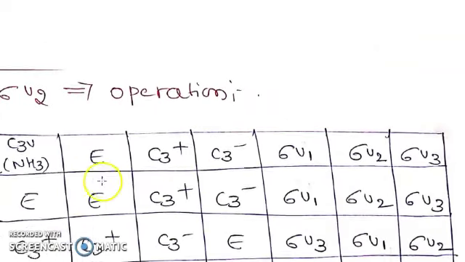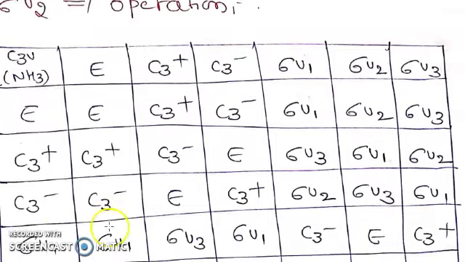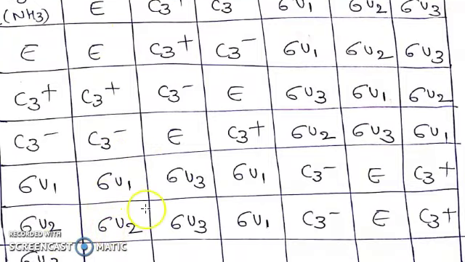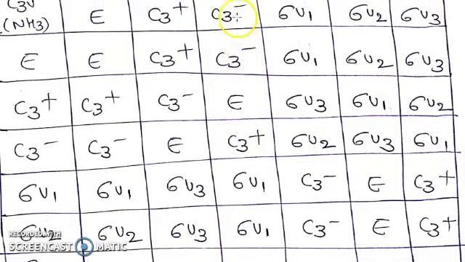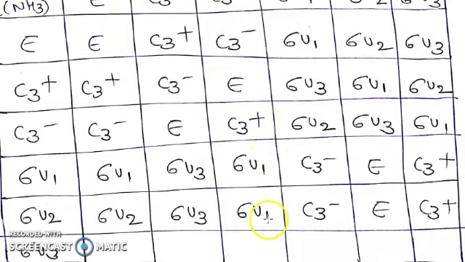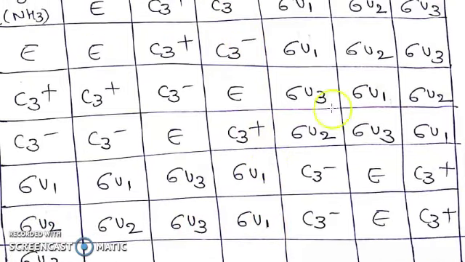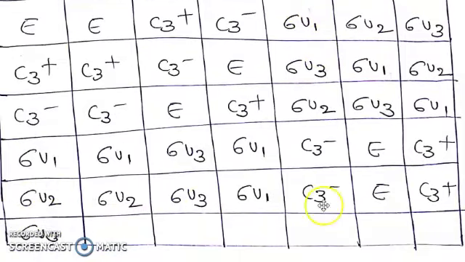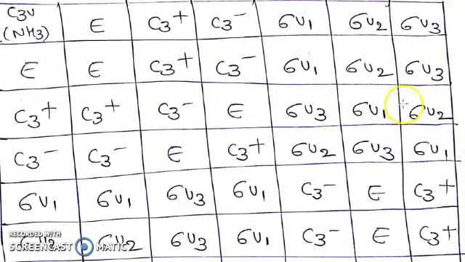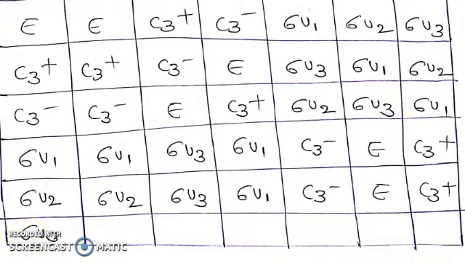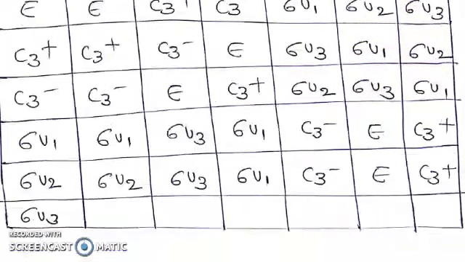Therefore, for sigma v2: sigma v2 into E is sigma v2, sigma v2 into C3 plus is sigma v3, sigma v2 into C3 minus is sigma v1, sigma v2 into sigma v1 is C3 minus, sigma v2 into sigma v2 is E, sigma v2 into sigma v3 is C3 plus.